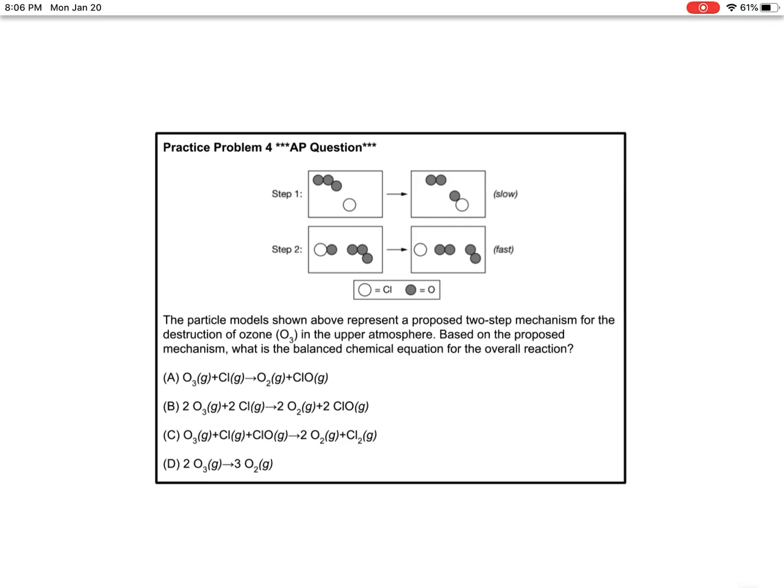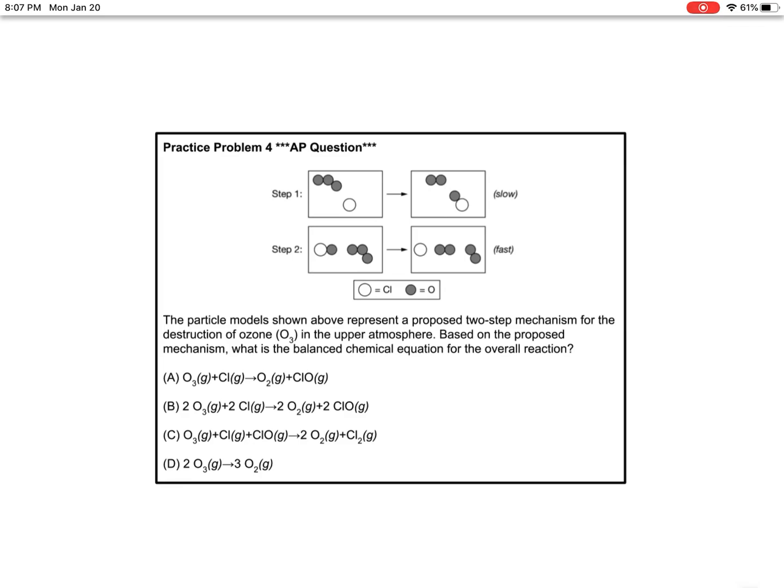Also, I see that in step 1 we form a chlorine oxide molecule, and then in step 2 that chlorine oxide molecule is used up, meaning that that chlorine oxide molecule is an intermediate, another piece that is not put in the overall equation because it's technically not a reactant. It is formed by the reaction and then it is simultaneously used up by the reaction. So we are not going to include chlorine and we are not going to include chlorine oxide in our answer. Well, that immediately takes out every single answer choice except for D.